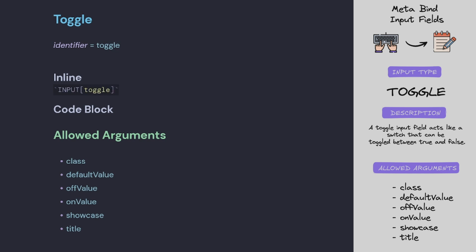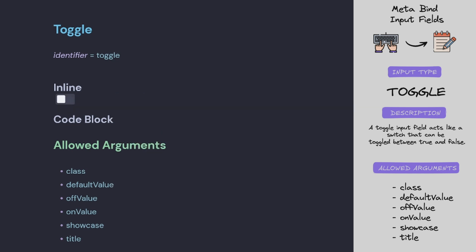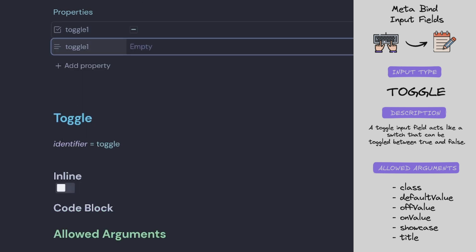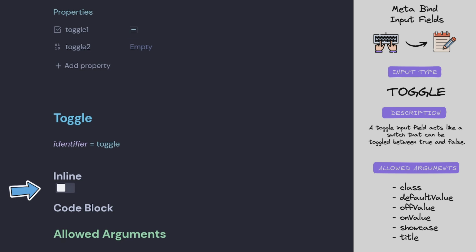We need to bind it to a YAML property. So we'll bind this one to toggle1. Then we'll go add our 3 dashes toggle1. We'll also do our toggle2 because we're going to set up a second one. So you can see I've got just my basic toggle switch on and off, which sets my toggle1 to true or false in my YAML property.